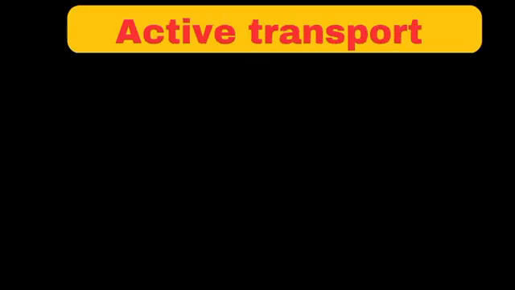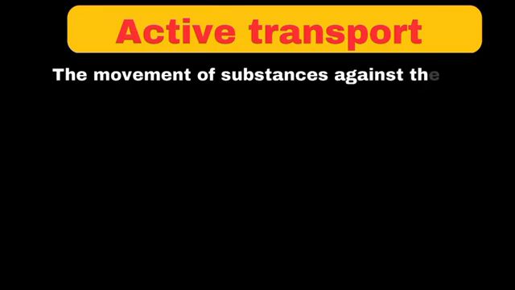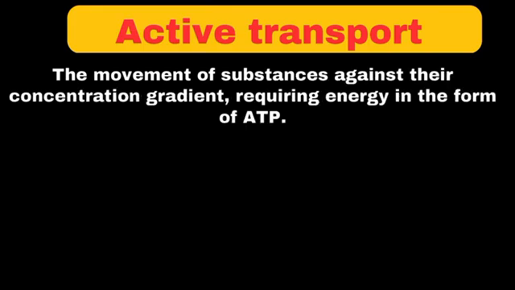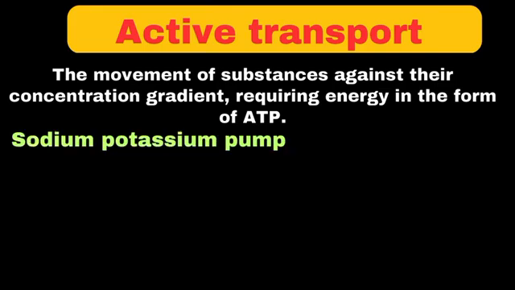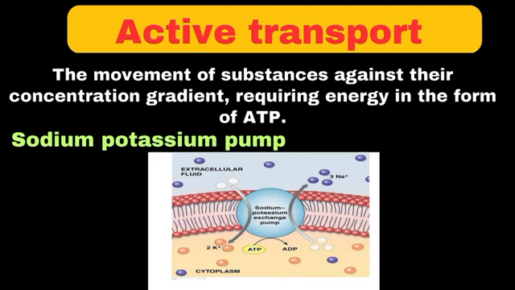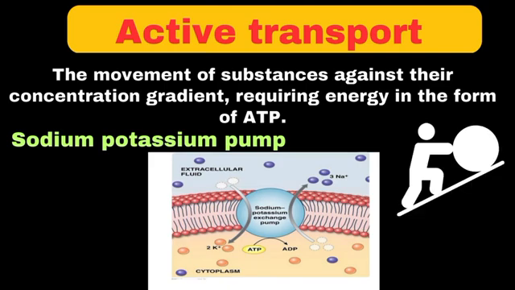Now let's move toward active transport. It can be defined as the movement of substances against their concentration gradient, requiring energy in the form of ATP. To make it clear, let's look at the sodium-potassium pump. This protein pump uses ATP energy to push sodium ions out of the cell while pulling potassium ions in, even when these ions want to move in the opposite direction. It's like pushing a heavy box uphill. It needs energy to work against natural forces.